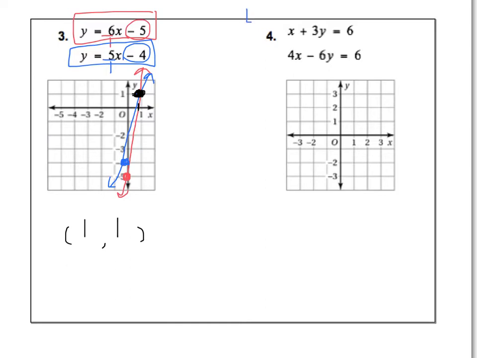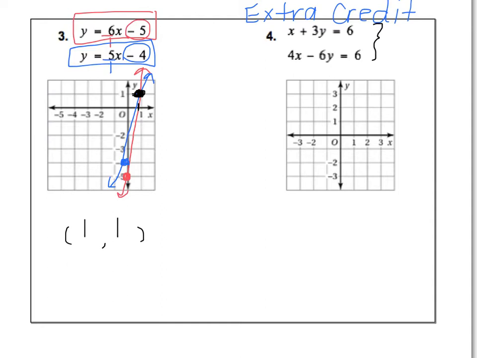Problem number 4 is your first opportunity for extra credit on your test. It's going to be very similar to this. And the reason why this one's extra credit is because you'll notice that, yes, we have two equations, but the equations do not have y by themselves. If you look at problem 3, it says y equals something, and the bottom one says y equals something, but on problem 4, they don't.